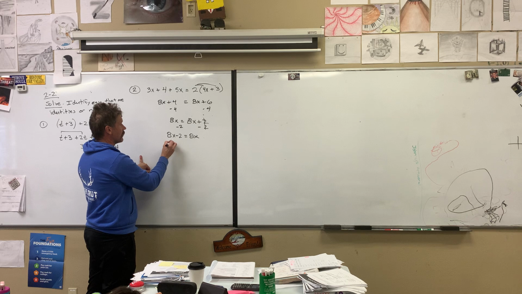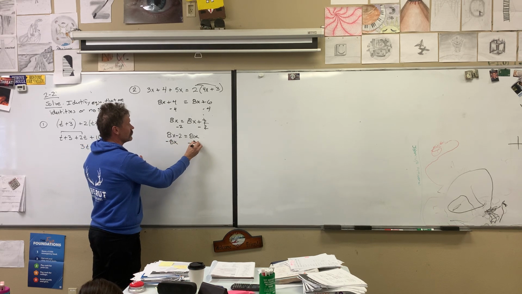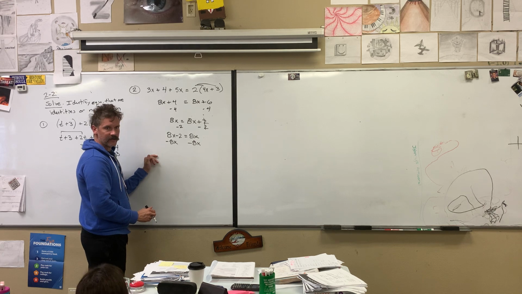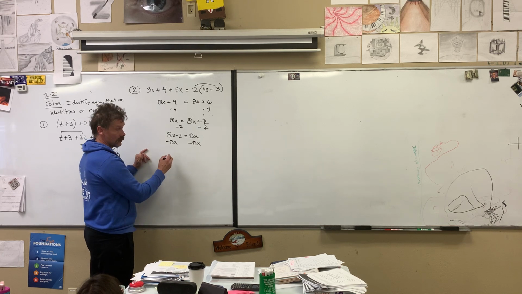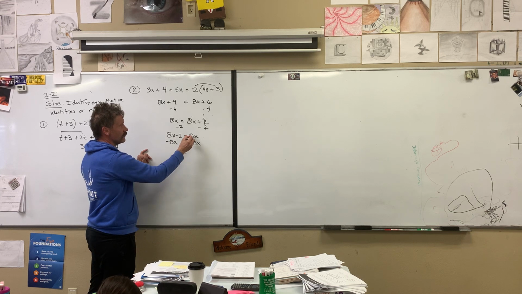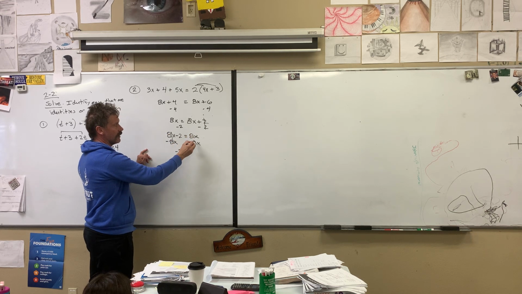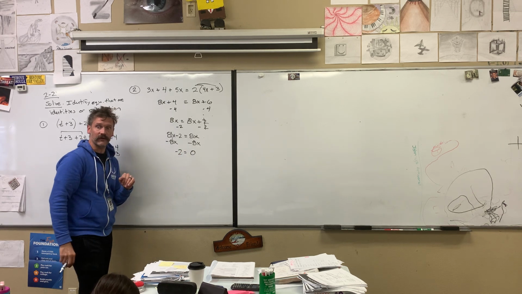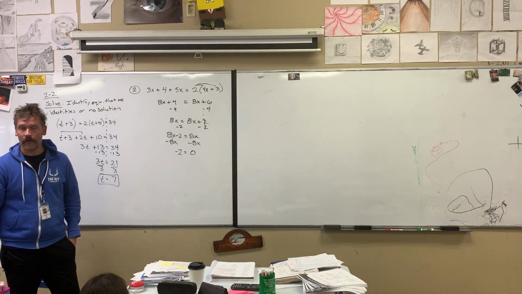Minus 8x. Okay, subtract 8x from both sides because you want to get your x's together, right? And so then 8x minus 8x is zero. You're left with a negative 2. So those cancel. What's 8x minus 8x? Zero. You get negative 2 is equal to zero. True or false? False.